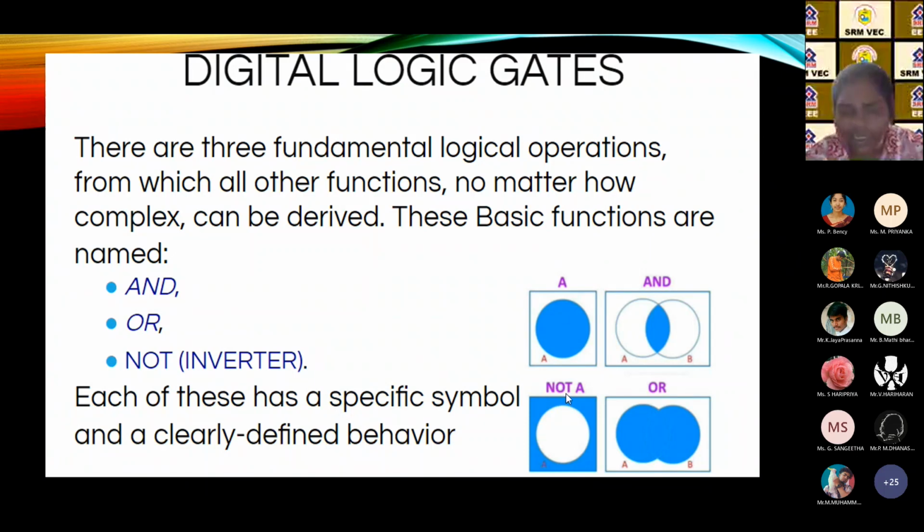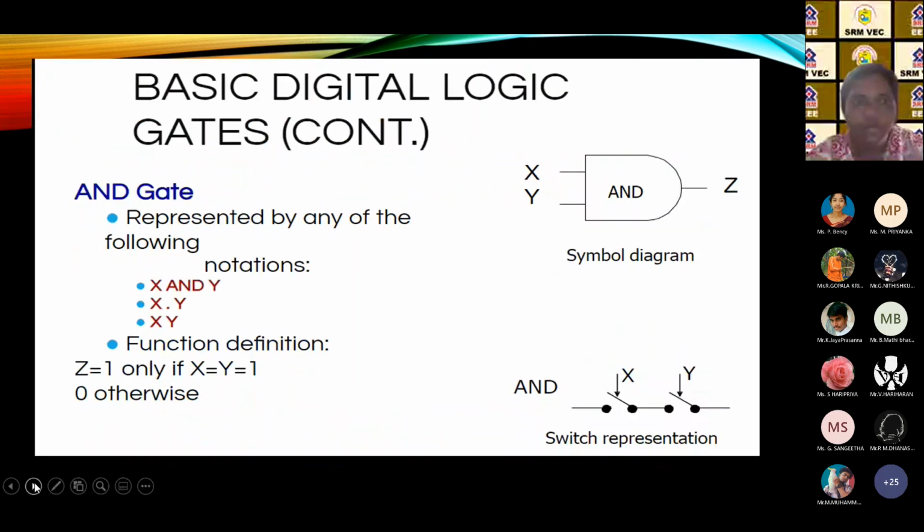In NOT A, you know A, and in the square box you can see that NOT A is the complement of that. Similarly for the OR logic, we have to add, combining all the A and B values. So these are the basic functions in binary logic. They are AND, OR, NOT, and each of them has its specific symbol. So here we'll see about the AND gate.